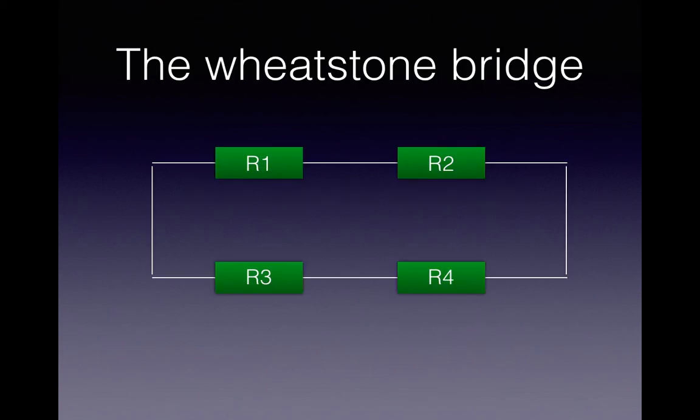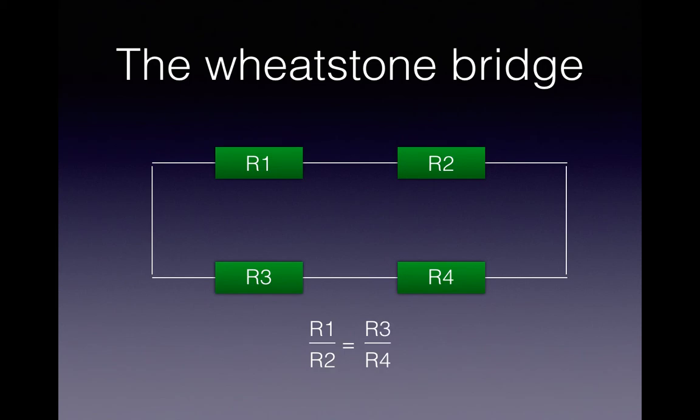If we have 4 resistors, R1 and R2 are in series, R3 and R4 are in series, but they're each in parallel sections. Then if it's balanced, that means if a current doesn't flow through that middle section which hasn't been included there, R1 over R2 will equal R3 over R4.